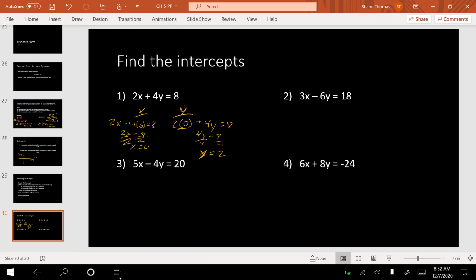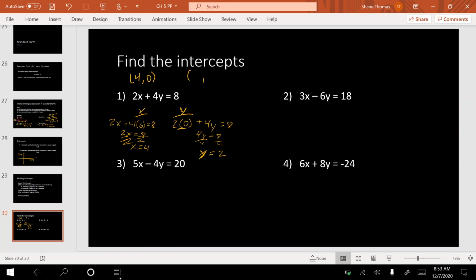Now I was looking for 2 points, right? So my x is 4. We just found that. Now, when x is 4, what was my y? It was 0, right? I plugged in a 0 for y, so therefore my point for my x-intercept is going to be (4, 0).